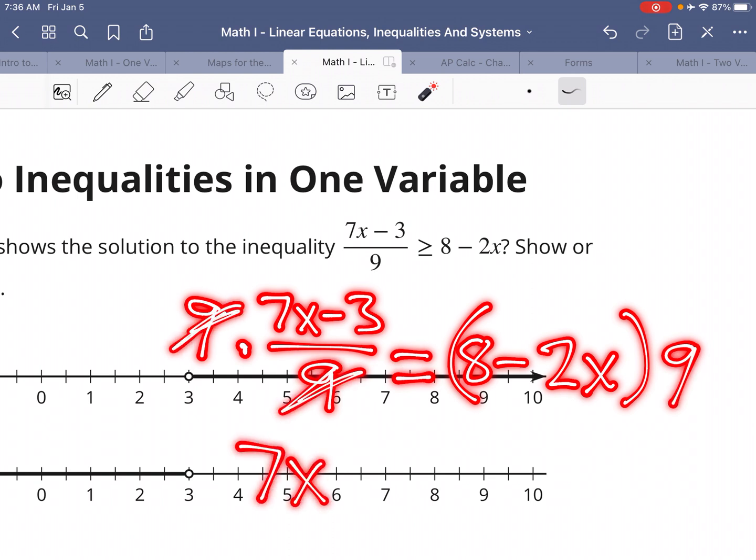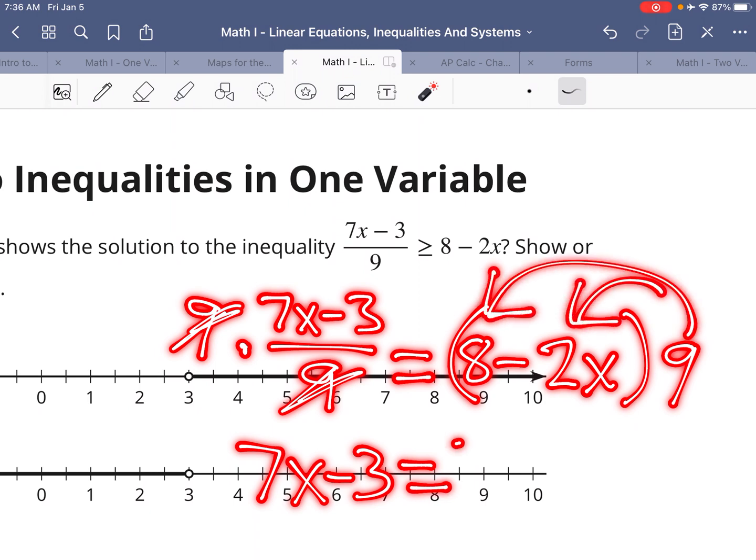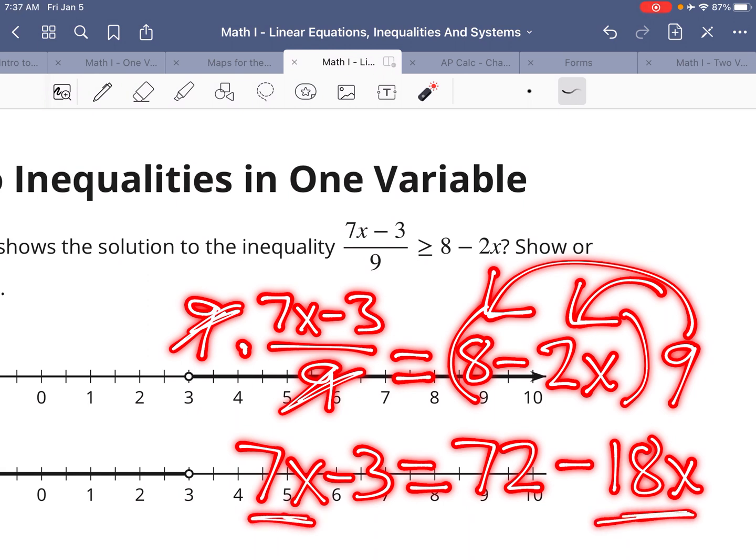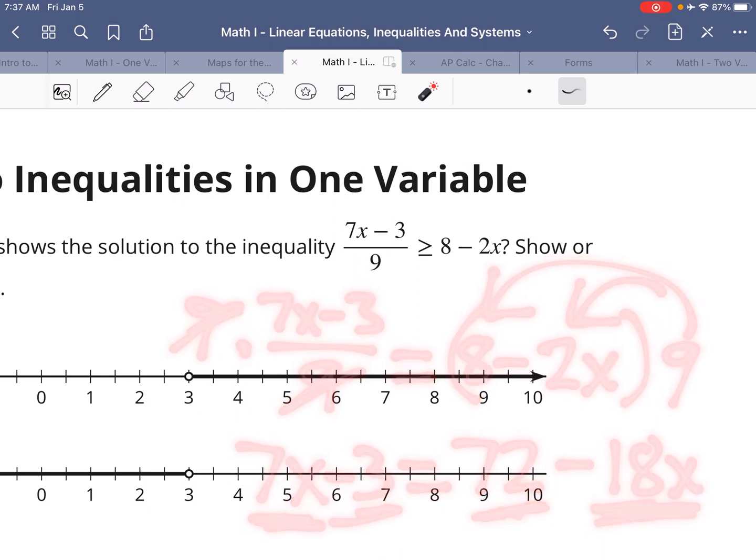So you get 7x minus 3 equals, and then make sure that you distribute the 9 to everything here, and you'd get 72 minus 18x. And then remember, when you're solving equations, you need to get all of your x terms on one side, which means you're going to have to eliminate them from one of the sides. And you're going to get all of your not x terms on the other side, which means you have to eliminate all the not x terms from the side that you get the x's on. Once you solve that, that's your boundary line.